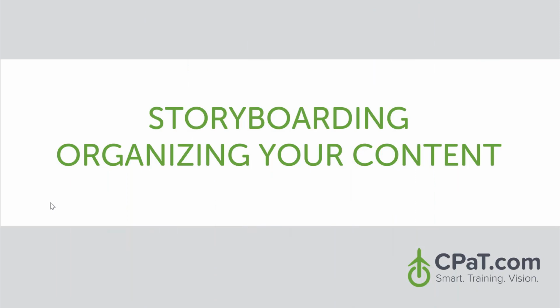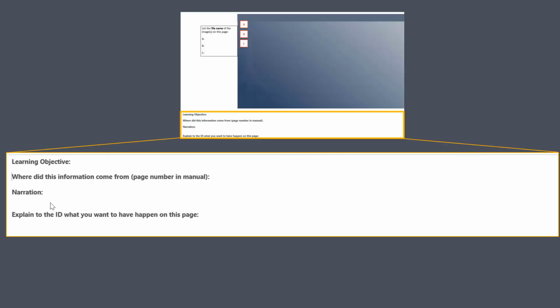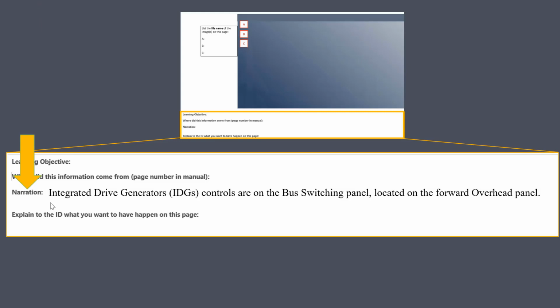So the lesson specifics page and the reference material pages are for basic information. So now let's get into the instructional content pages and how you're going to use those to organize your content. You're going to begin by writing the instructional content under the blue slide area where it says narration. In this example, the page content is about where the IDG controls are located.